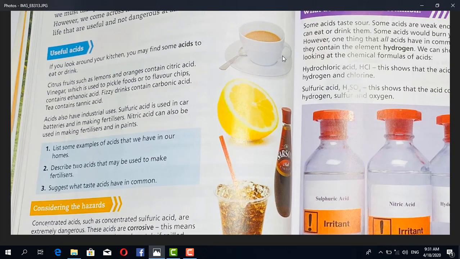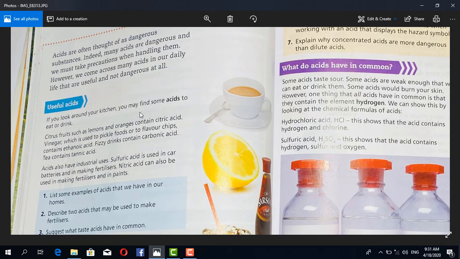The useful acids that you might find around are lemons and oranges, which both contain citric acid. Also vinegar, the one that we use in salads or in food in general, to give us that sour, stingy taste, which is used to pickle foods or to flavor chips, containing ethanoic acid. Fizzy drinks as well contain carbonic acid, and tea contains tannic acid.